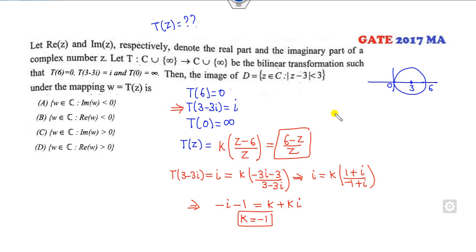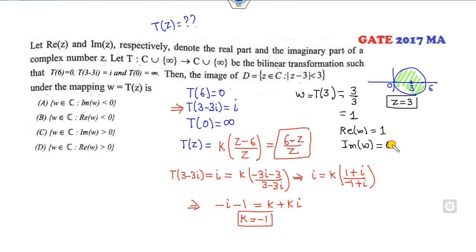Now for the rest of the part, we can take any point inside this region. So what you can do, I can take z is equal to 3. Fine. What is the transformation of 3? So 6 minus 3 over 3 is 1. So the real part of this w is 1. The imaginary part of this w is 0.